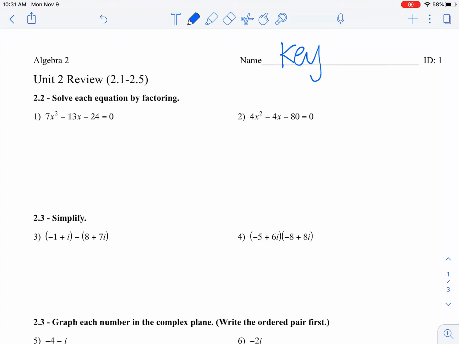Hi everybody, today I'm going to take some time to go over the 2.1 through 2.5 review. I'm just going to do every problem as if I was doing it with you so that if you need some help, you can use this to clarify how to solve each one.